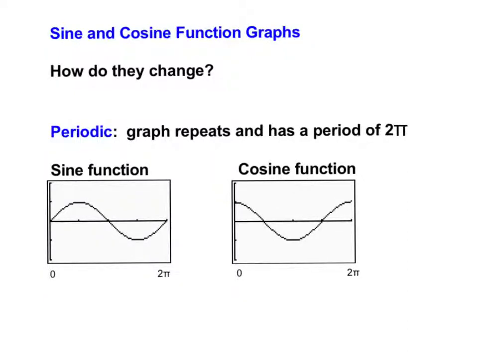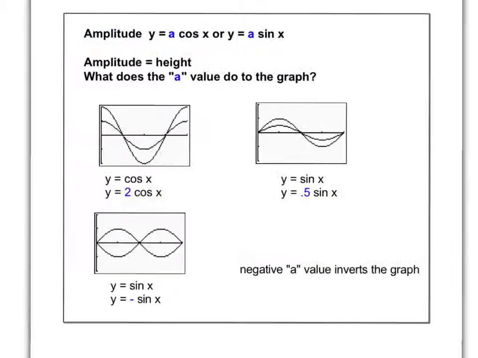This is just a reminder that this is our sine function and this is our cosine function. They both are one wave and their domain goes from 0 to 2 pi. That is also called the period. So the period is the time it takes to get one complete wave. So that is from 0 to 2 pi.